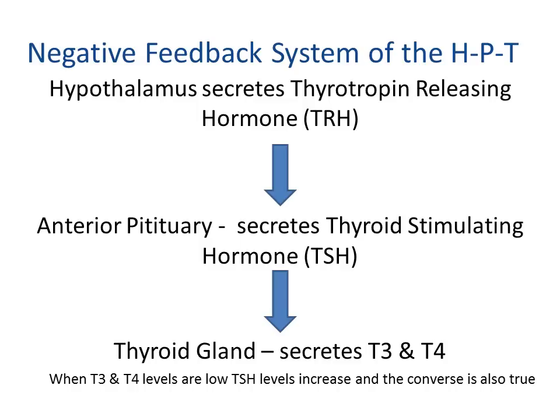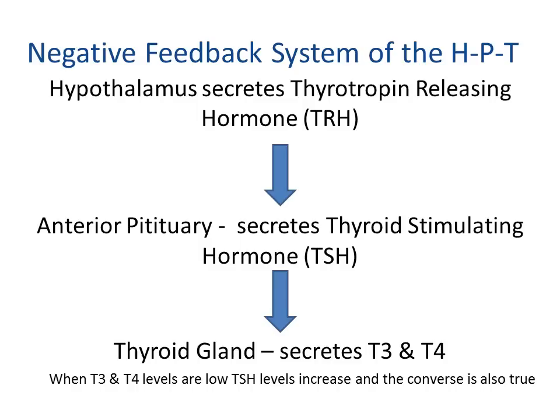Let's talk about the specific negative feedback loop for the thyroid. We're talking about HPT: hypothalamus, pituitary, thyroid gland. When thyroid hormone is low, the hypothalamus will release TRH. TRH travels in the blood, gets to the anterior pituitary, and sends the message to release thyroid stimulating hormone. Thyroid stimulating hormone travels in the blood to the thyroid gland.